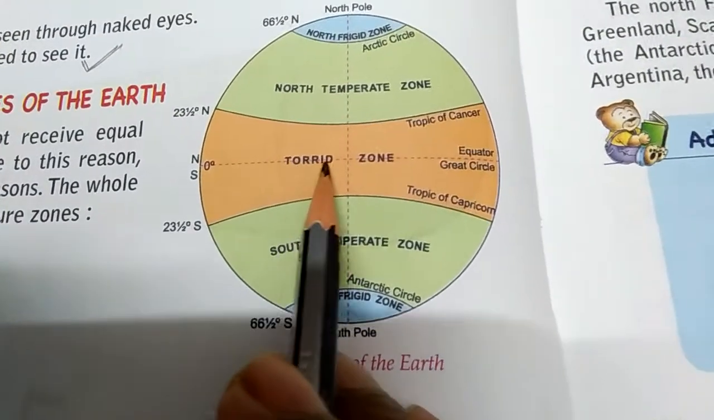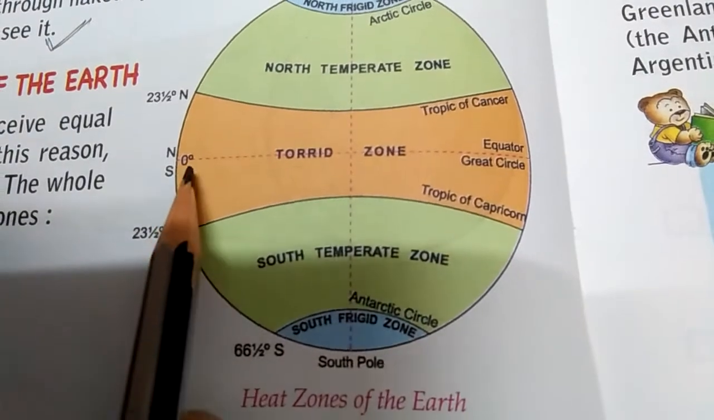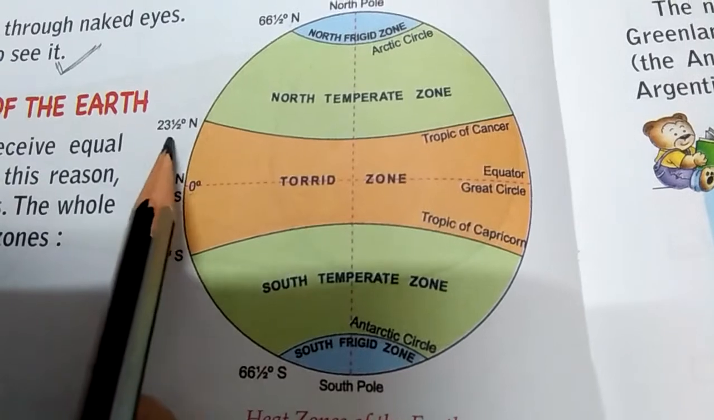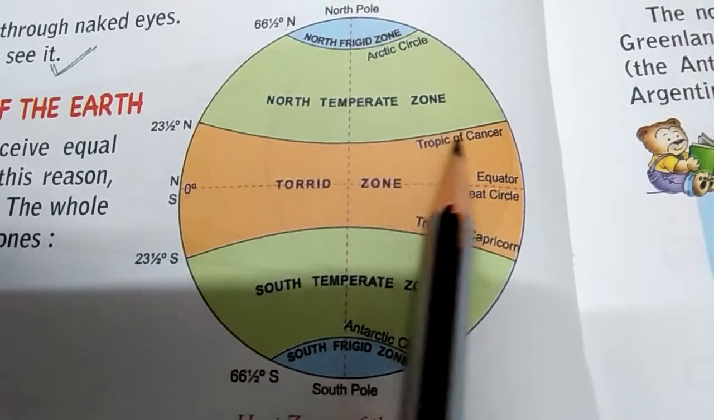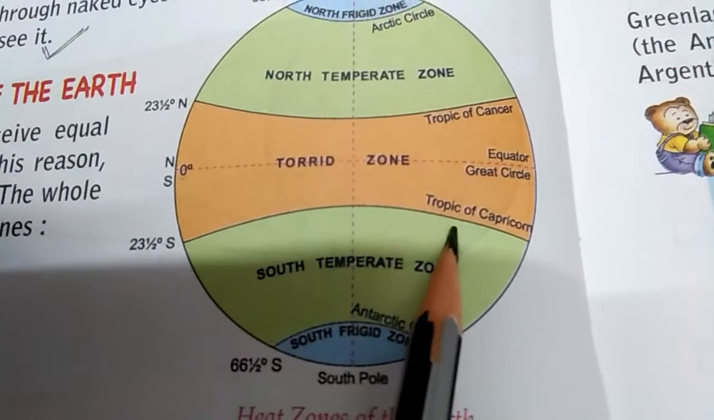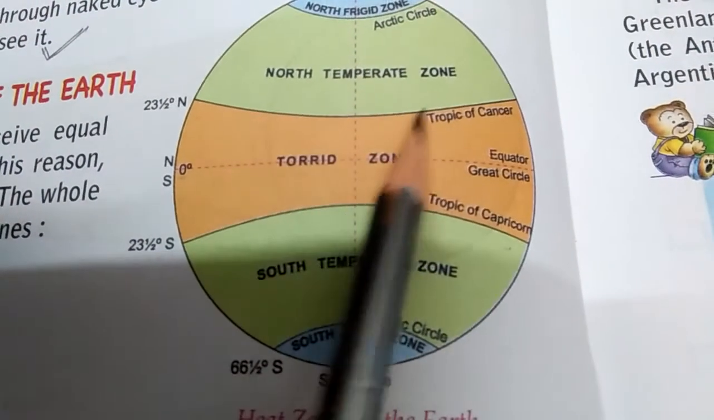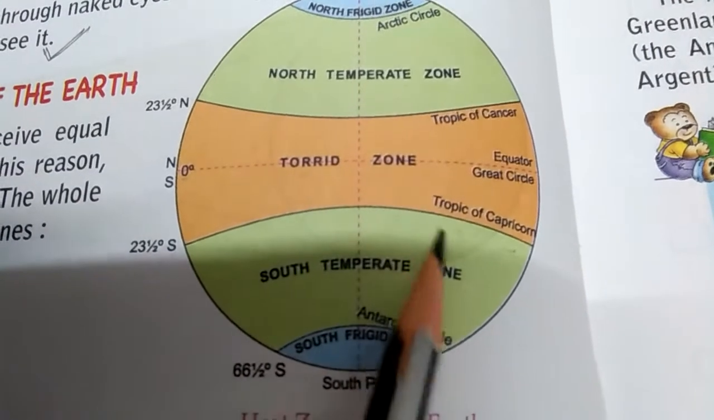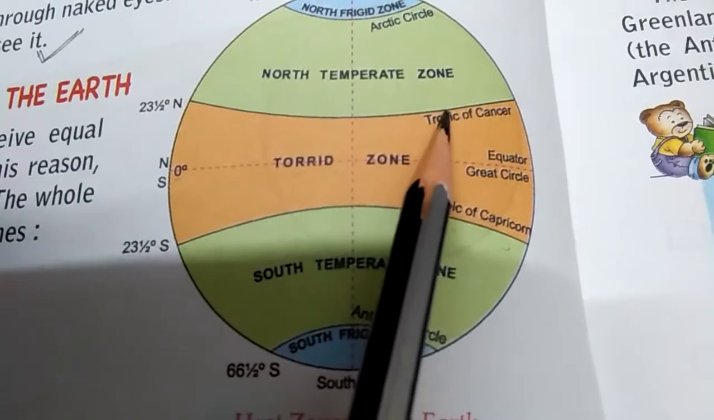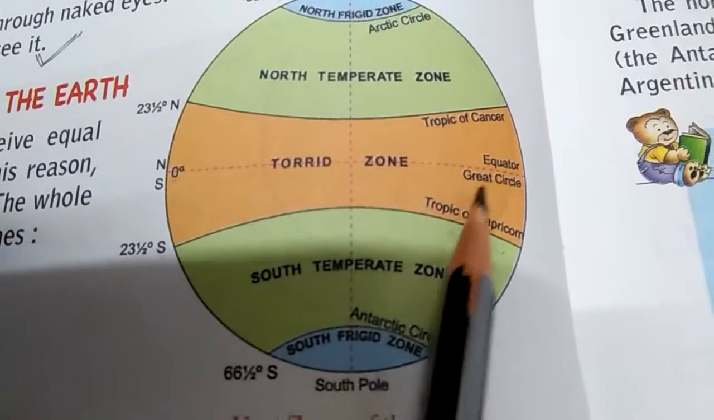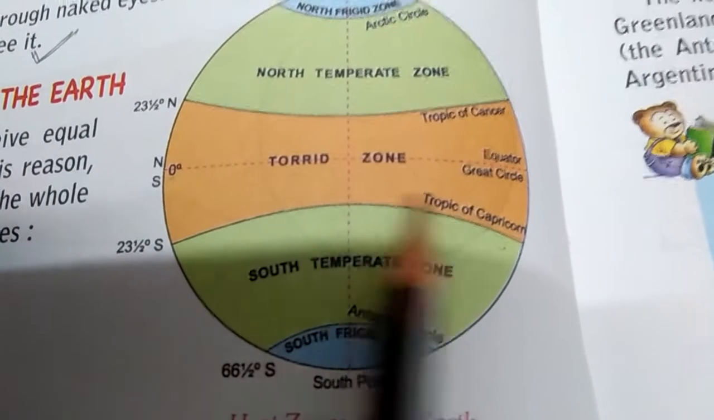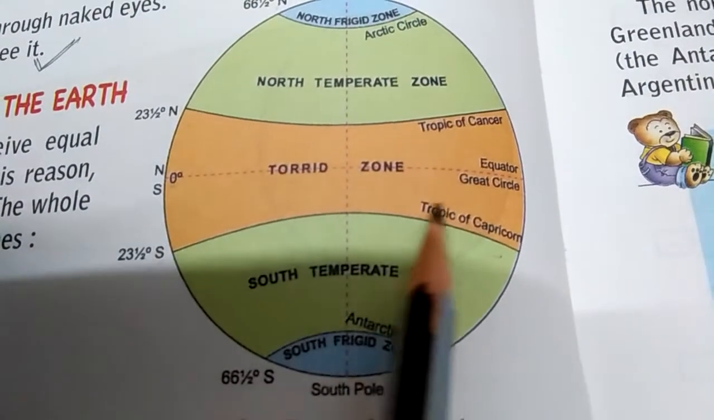So torrid zone, you can see that it is found near the equator. You can see 0 degree. And in the north it is 23.5 degree north, that is the Tropic of Cancer, and 23.5 degrees south, that is Tropic of Capricorn. So from Tropic of Cancer to Tropic of Capricorn, or you can say from equator to the Tropic of Cancer in the north, and from equator to the Tropic of Capricorn in the south. So this area is called the torrid zone.